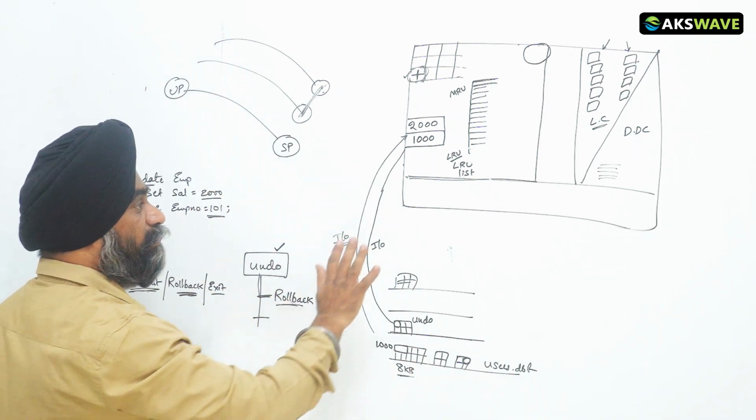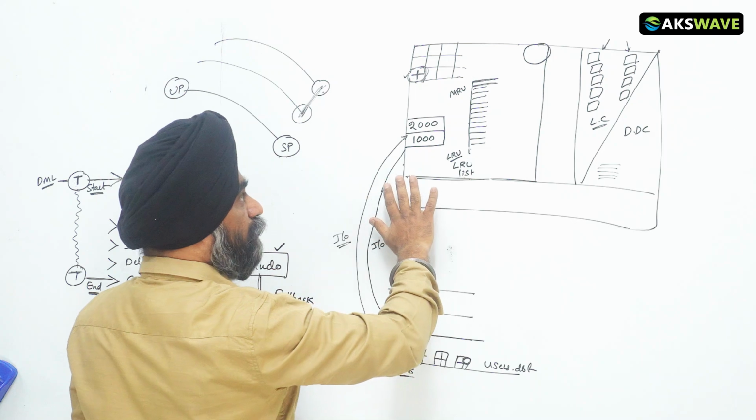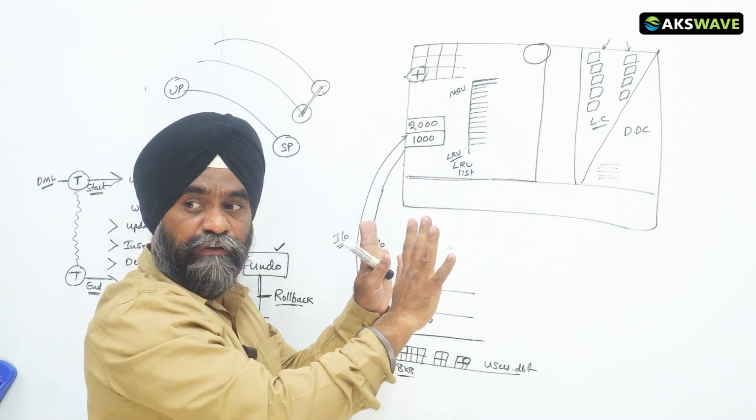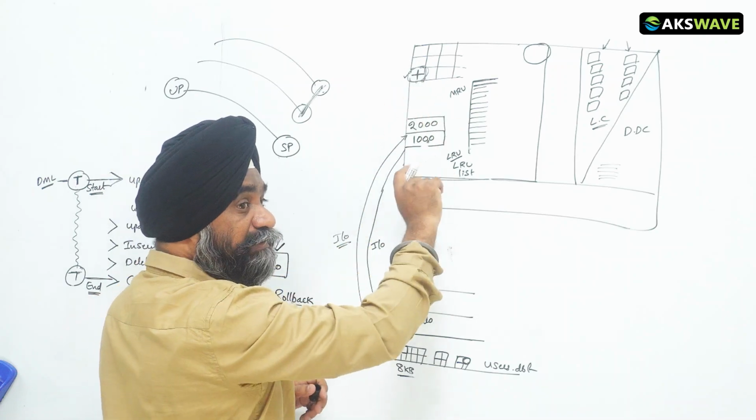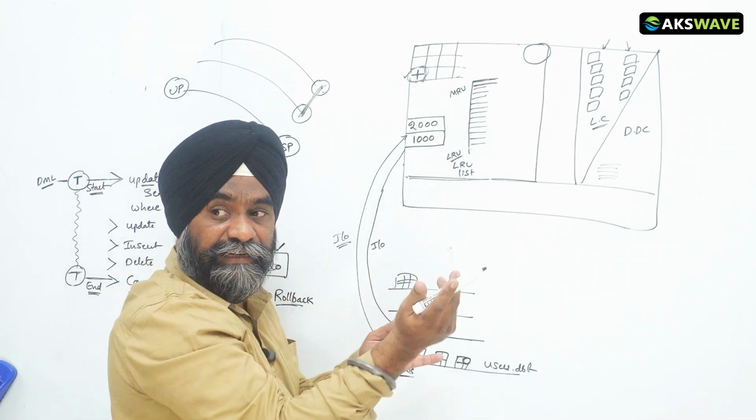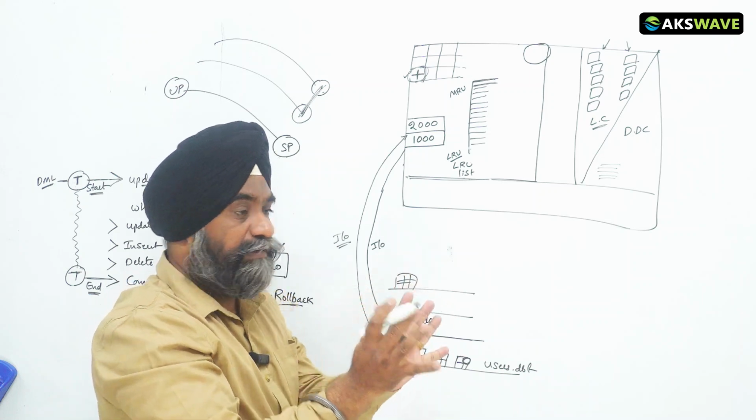Correct? Now let me say a few more things about the buffer cache. What is a buffer cache? A chunk of buffers, right? So each buffer has a different status. What is that? Status or state. The state they are in.